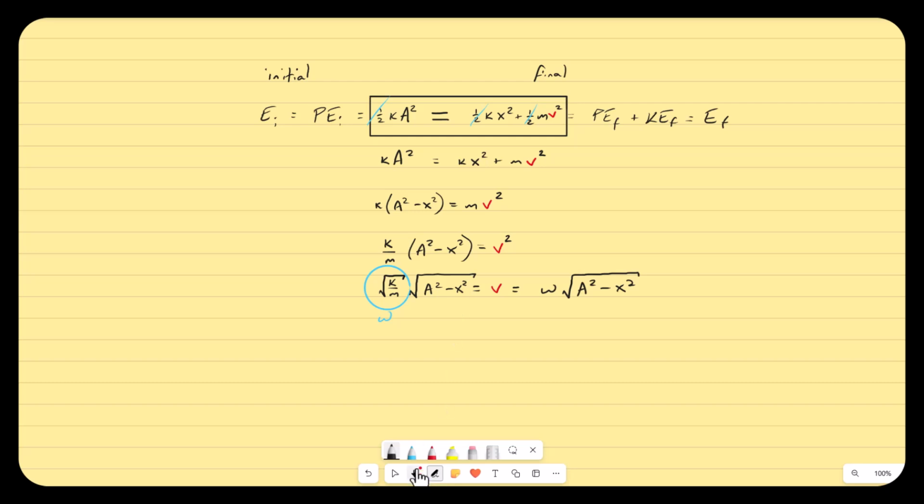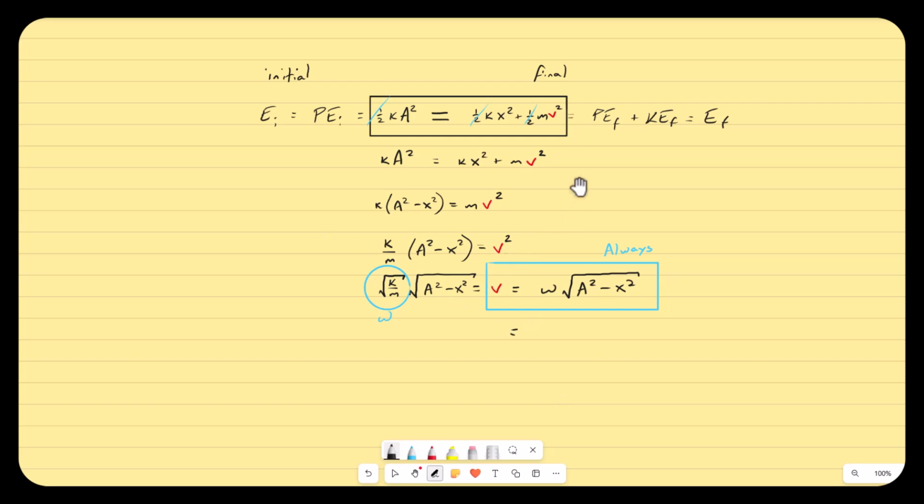And this equation, by the way, right here, is always true. When we are looking at the equilibrium position, x is 0, that goes away, and we get omega times A, which is what we knew it was supposed to be. But this equation is always true. So we can actually stick that one in the tool belt too and be able to use it.